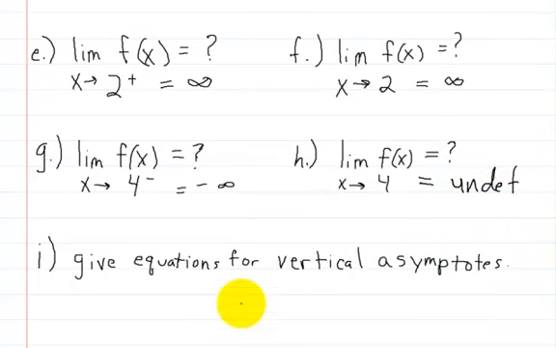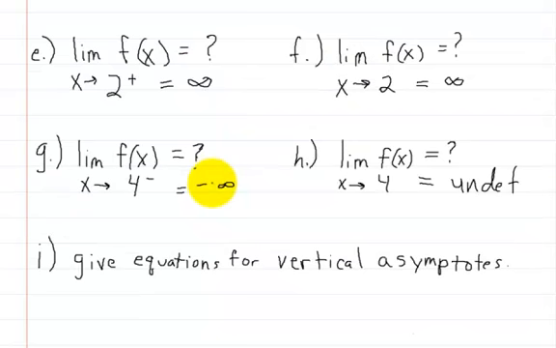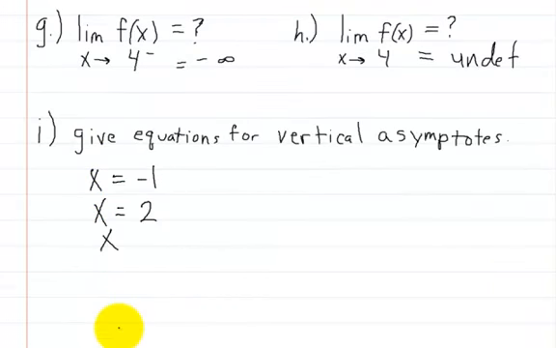Now, what are the equations for the vertical asymptotes? So let's see. Here's one at -1. Here's one at 2. And here's another one at 4. So the equations for the vertical asymptotes are x equals -1, x equals 2, and x equals 4.